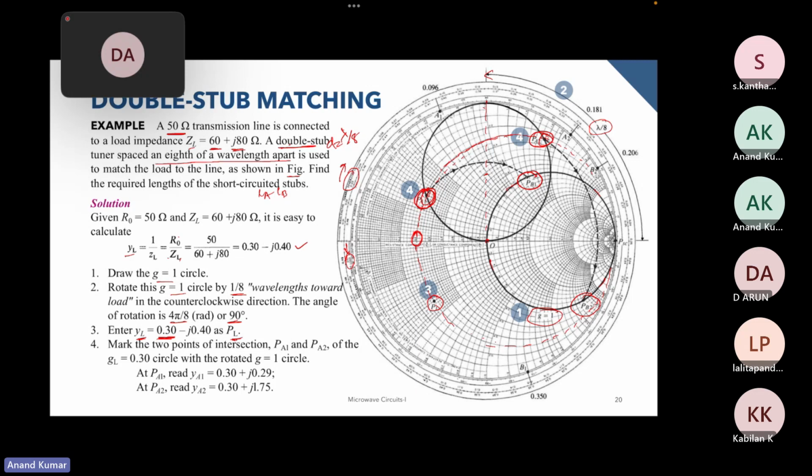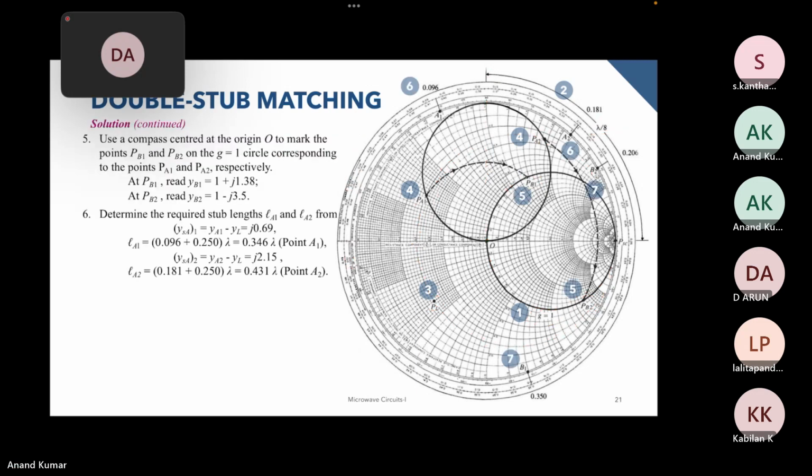In the next step, once we have marked PA1 and PA2, we can read the values at YA1 as 0.3 plus J2.9 and YA2 as 0.3 plus J1.7. So these are the admittance values at PA1 and PA2. So from PA1 we'll get PB1, and from PA2 we will get PB2.